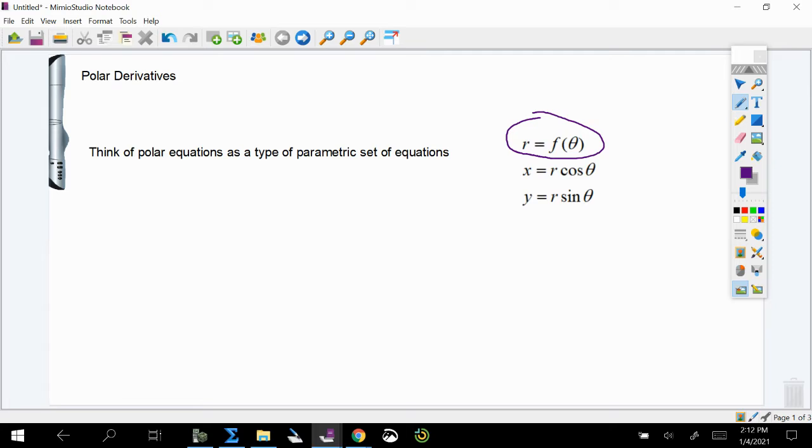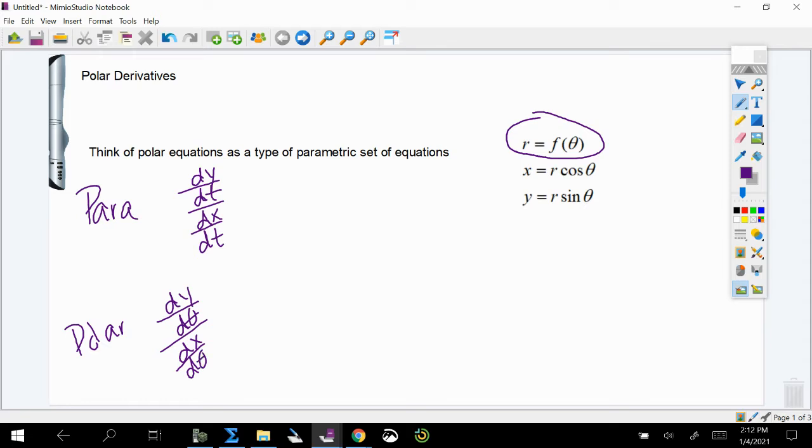So when I take derivatives, if you think about parametric derivatives, I'm just going to write parametric derivatives. The process for finding a parametric derivative was dy dt over dx dt. And I'm only going to talk first derivative here, so we're not going to get into the messier second derivative. Now with polar, it is going to be dy d theta over dx d theta.